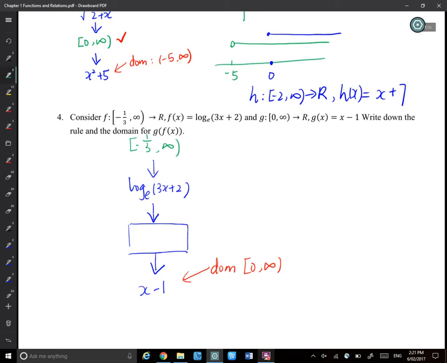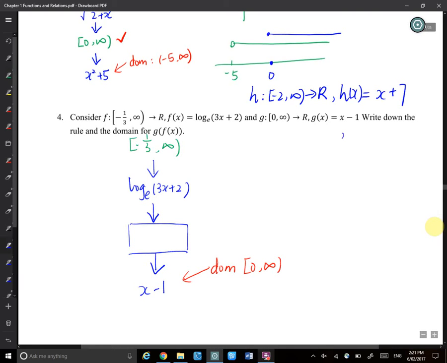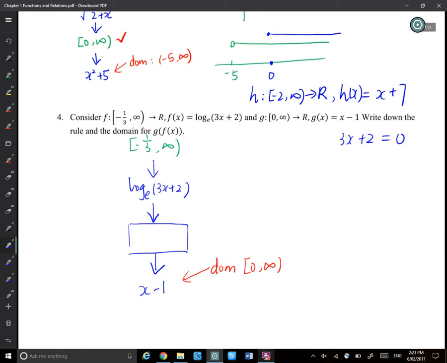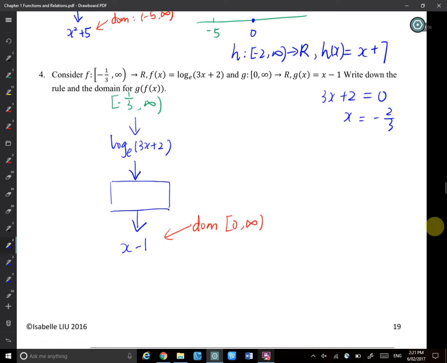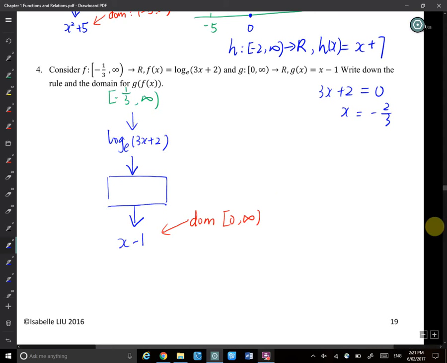You haven't learned log before? I think you should have learned log last year. It should be a vertical one. So what is the vertical asymptote? It will be 3x plus 2 equals 0. When that value equals 0, that gives you the asymptote. So x equals -2/3. That is where your asymptote is. If you draw this log function out, let's say that's -1 and -2/3. I have this asymptote here.